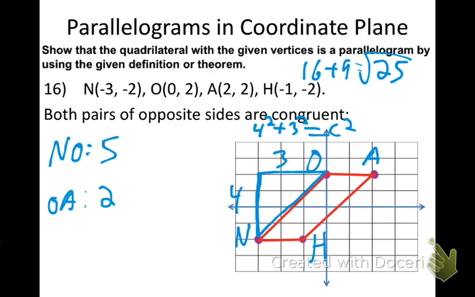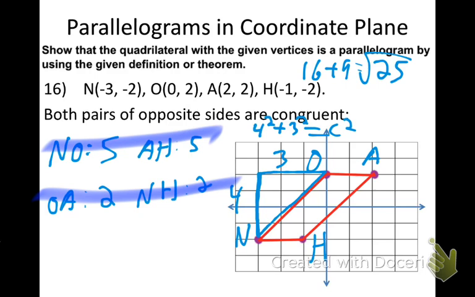Okay, so OA is 2. What's AH going to be, Tina? 5. And NH is what, Drew? 2. Are those congruent? Yes, they are. So is this a parallelogram? Yes, it is.